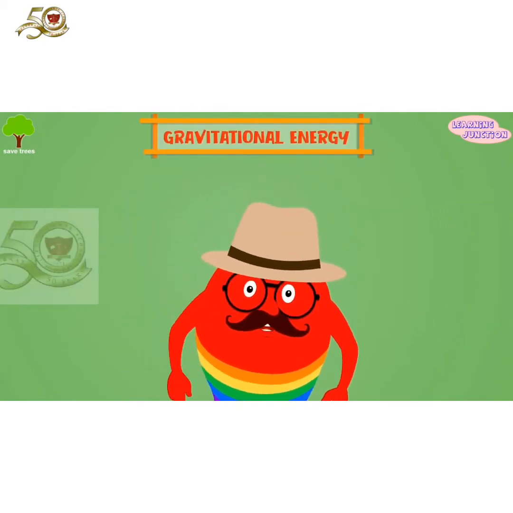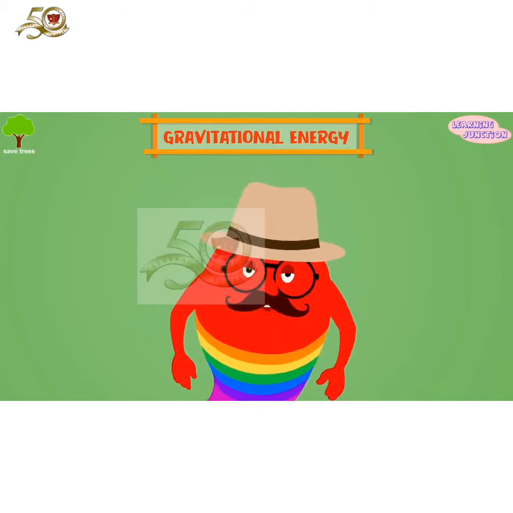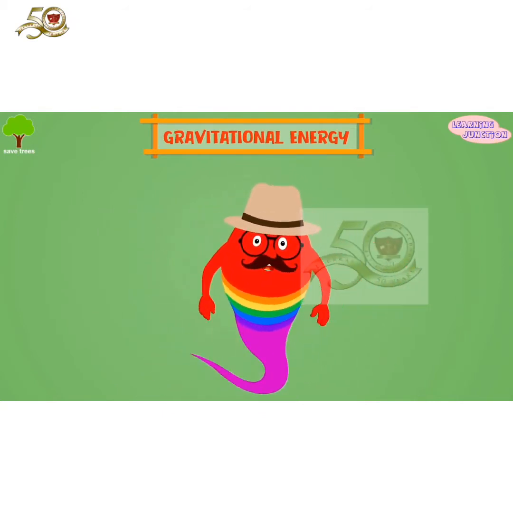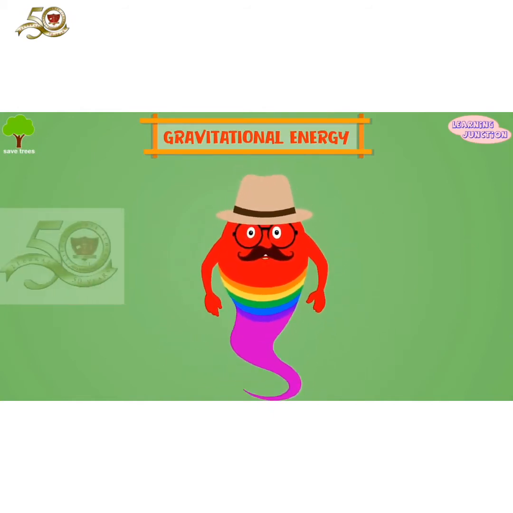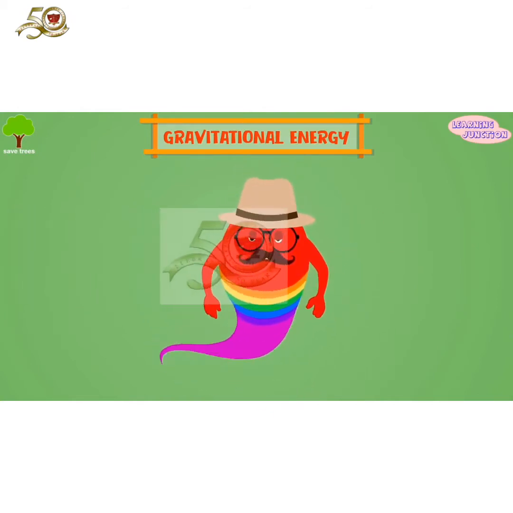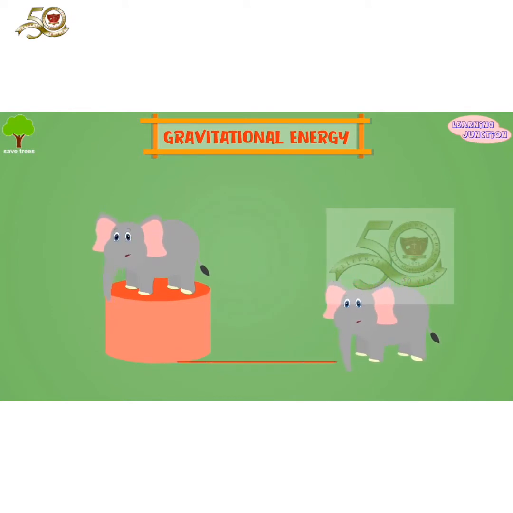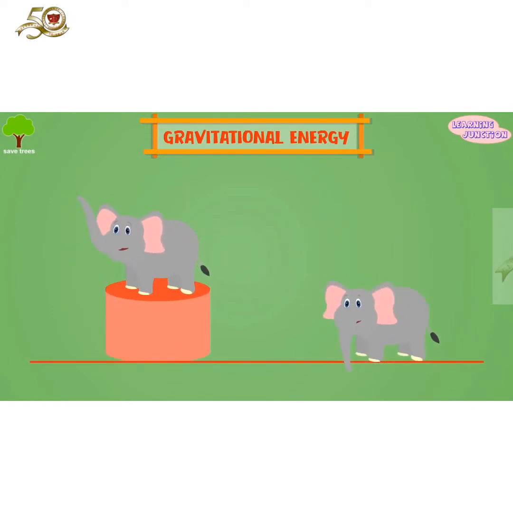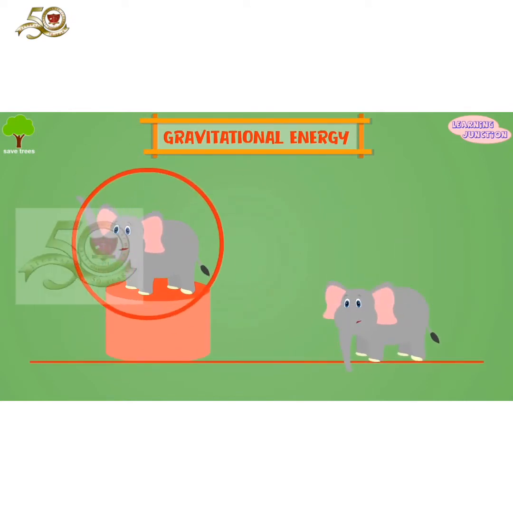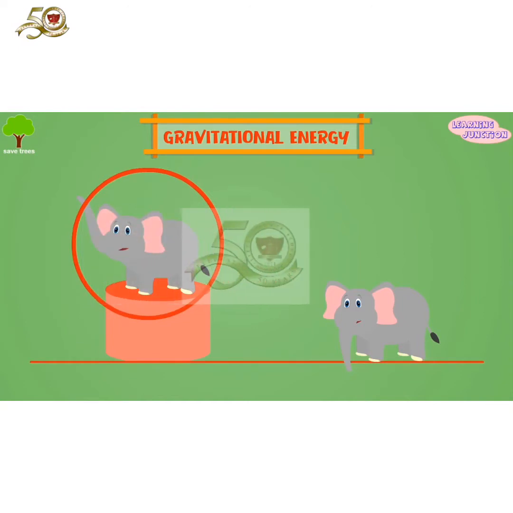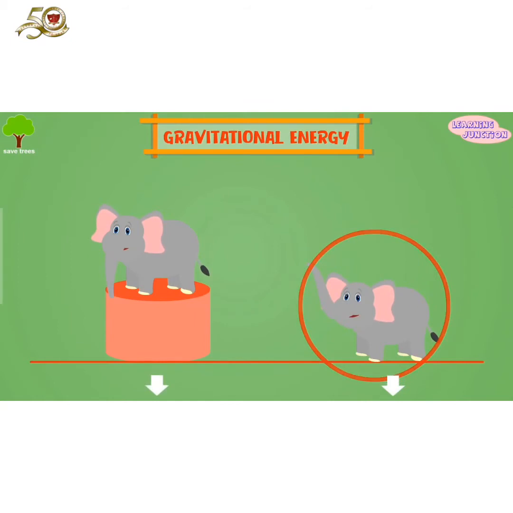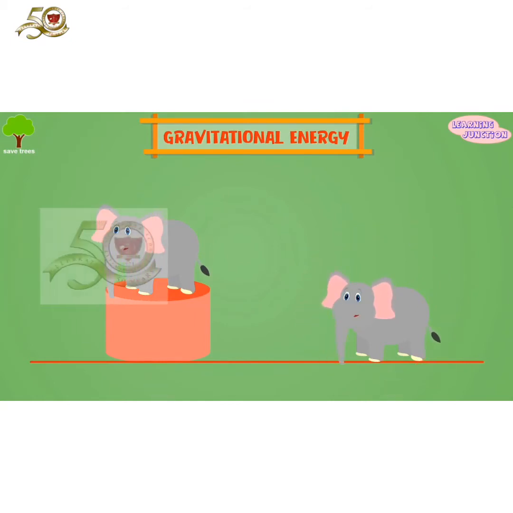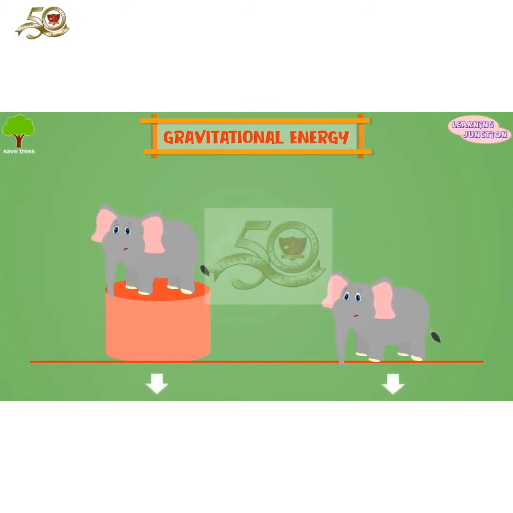Gravitational energy. It is associated with gravity or gravitational force. It is the energy held by an object because of its high position compared to a lower position. For example, see these elephants? This one has more gravitational potential energy as it is on higher ground, and this one has less, whereas gravitational force acting on both is the same.